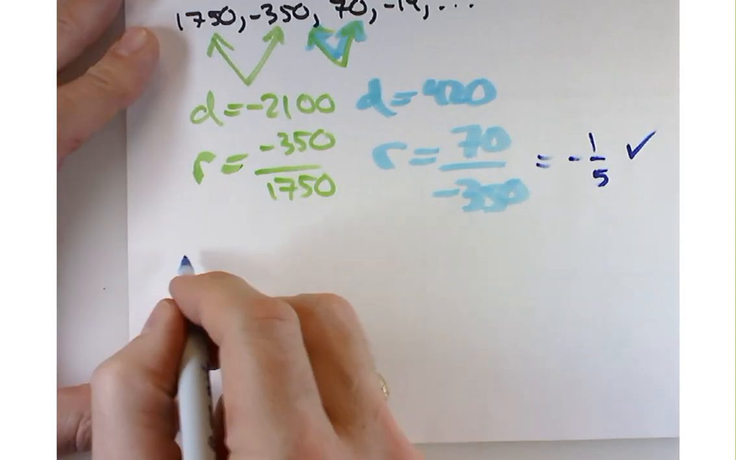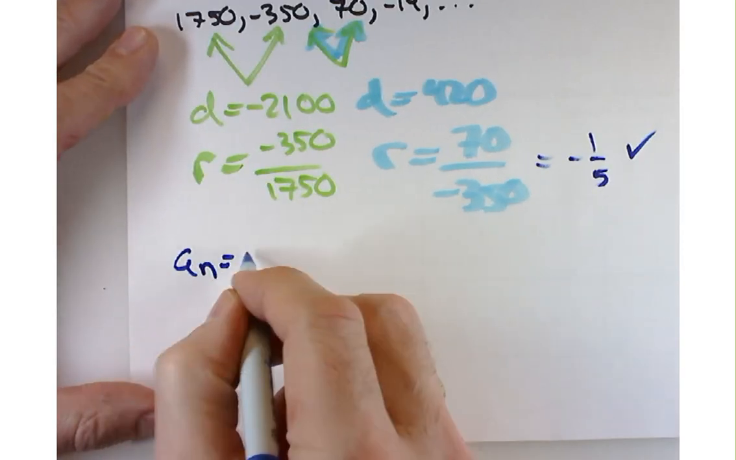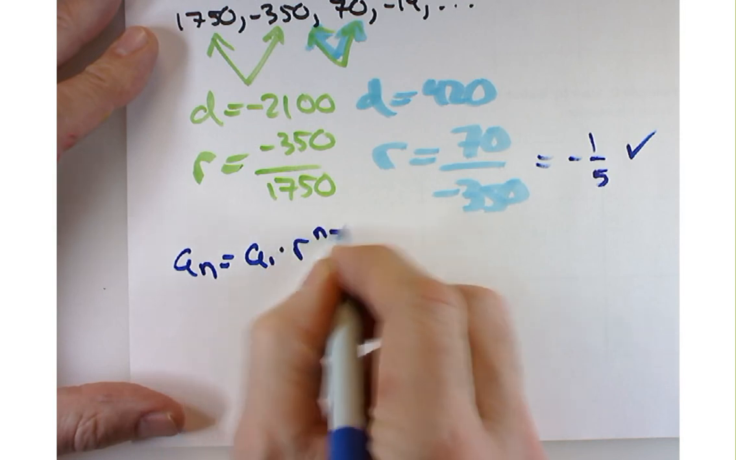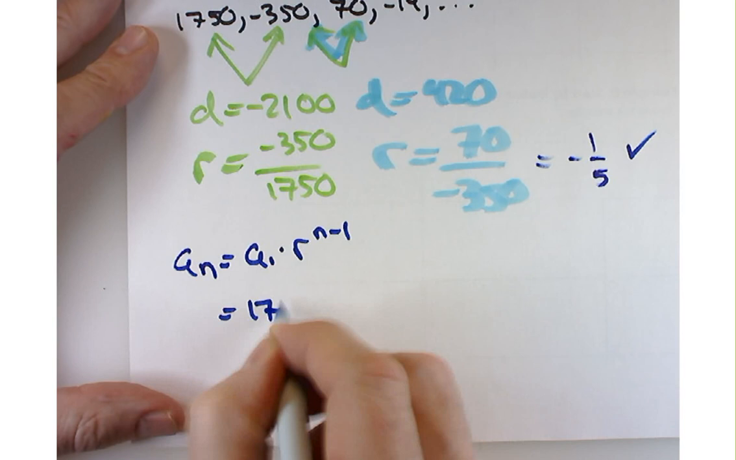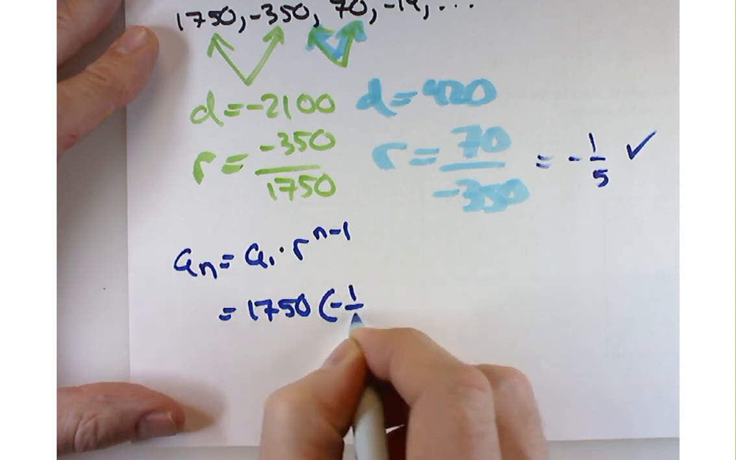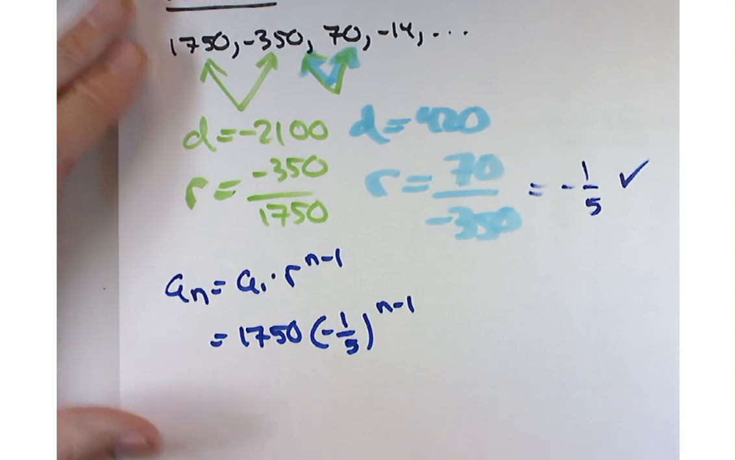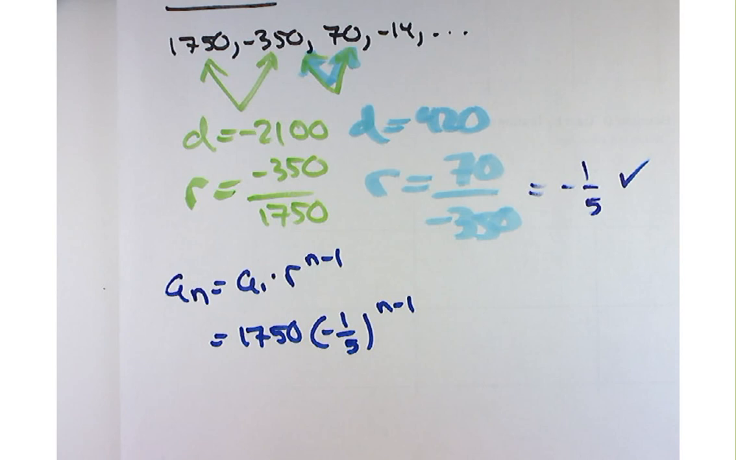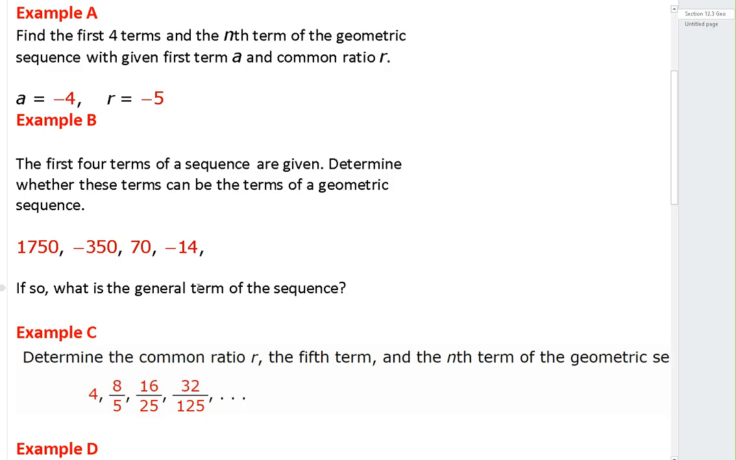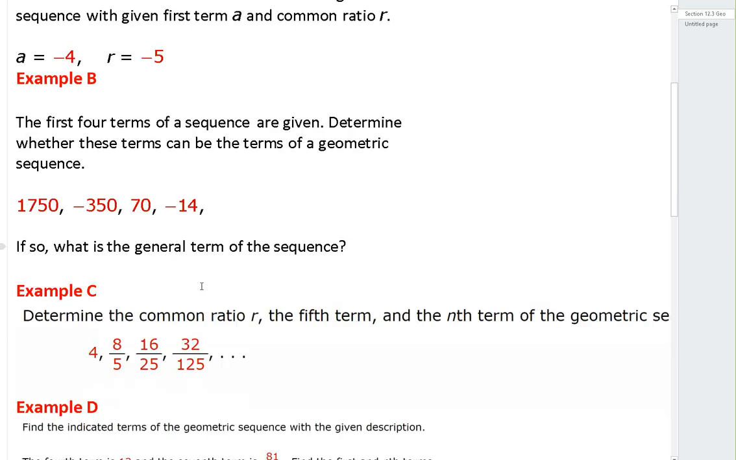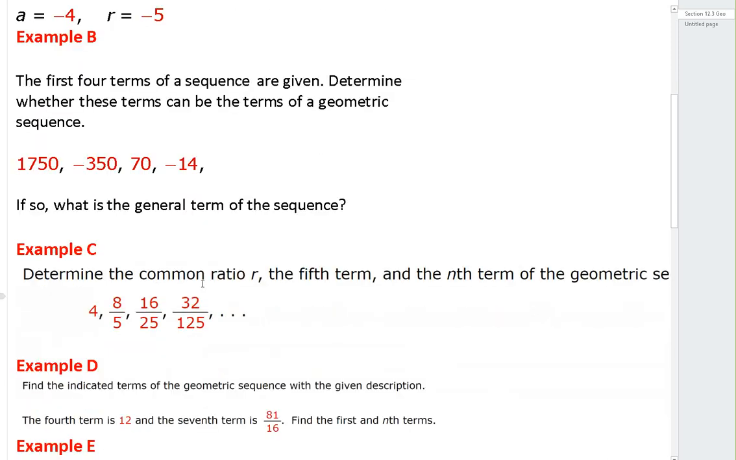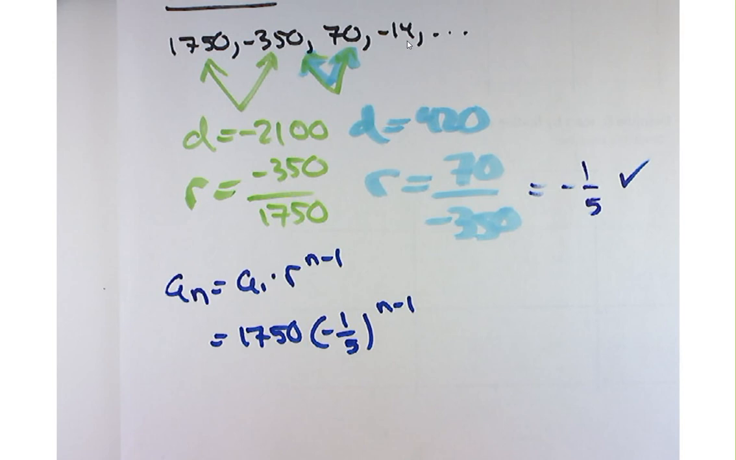So I can rewrite this now as a sub n equals a sub 1 times r to the n minus 1. In our particular case, 1750 times negative 1/5 to the n minus 1. Okay. Let's look back and remind ourselves what they wanted here. Yeah, they just wanted the general form of a geometric sequence. So looking pretty good there. We got a sub n. That's it.